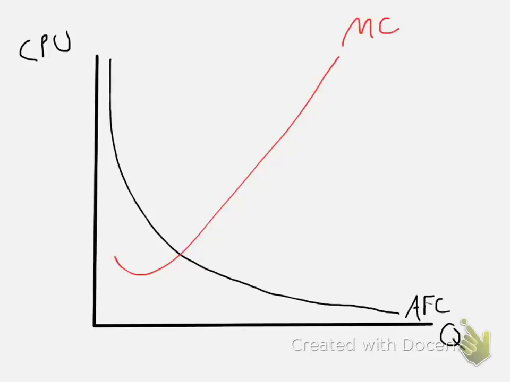And it doesn't really matter where marginal cost intersects average fixed cost. We don't have any rules for that. There's no indication that it needs to be in one place or another. Next up, I'm going to draw the average variable cost curve.